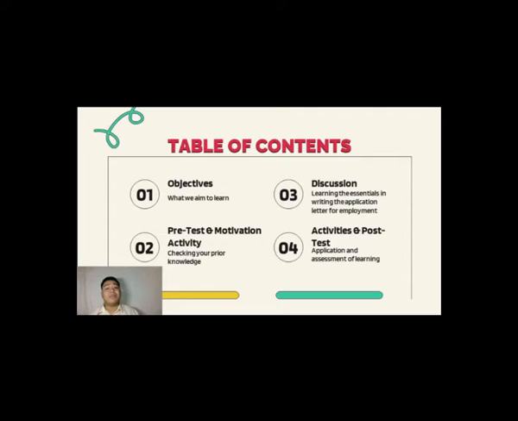And this will be our flow of discussion. First, the objectives, what we aim to learn. Second, the pre-test and motivation activity, where we check your prior knowledge about the topic. Third, the discussion part, where you will learn the essentials in writing an application letter for employment. And lastly, activities and the post-test, where we apply and assess what we have learned about our discussion.